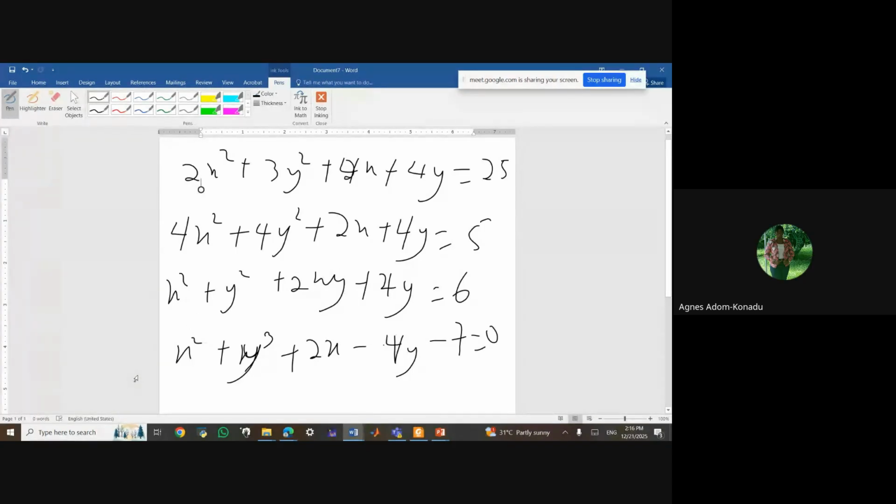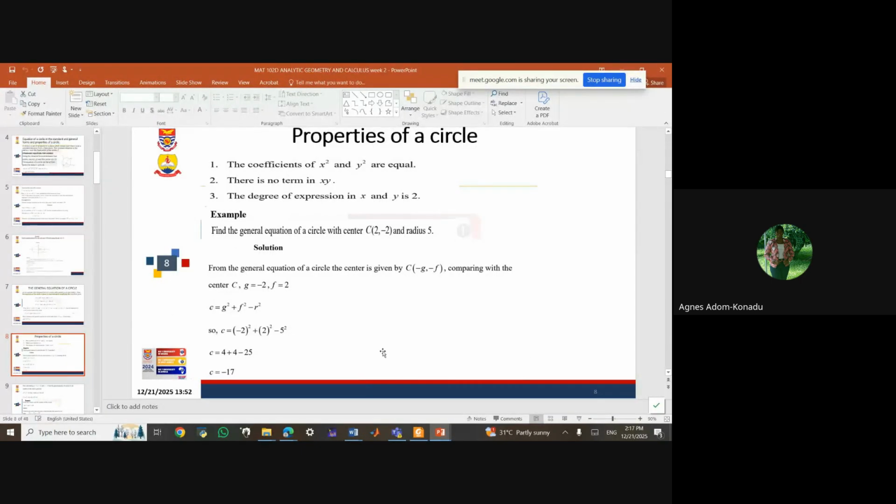Then let's look at the third one. Madam, the third one is not an equation of a circle. Why? Because there is an xy term in it, even though the coefficients of x squared and y squared are the same. And the degree is also 2. What about the next one? Madam, it is not. Why? Because if you check the degree of y, it is cubed, so it is not an equation of a circle. Thank you very much. Let's continue.